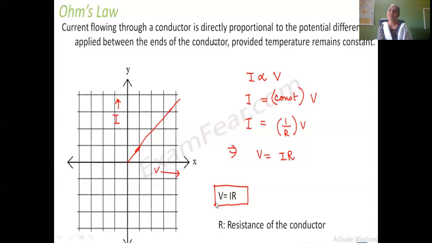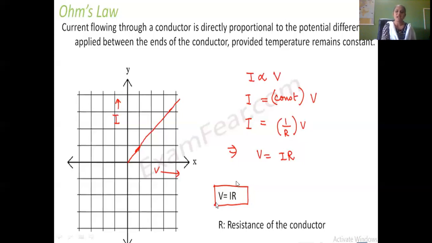What do we get as a constant in both mileage or average? That is R. So it is 1 by R into V. So V is equal to, transposing this R to this side, division changes to multiplication. So V is equal to IR. So the mathematical expression of Ohm's law is V is equal to IR.